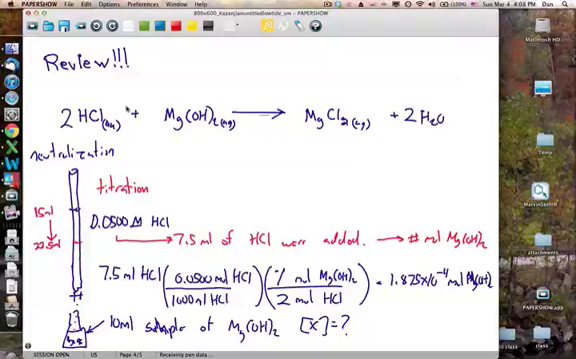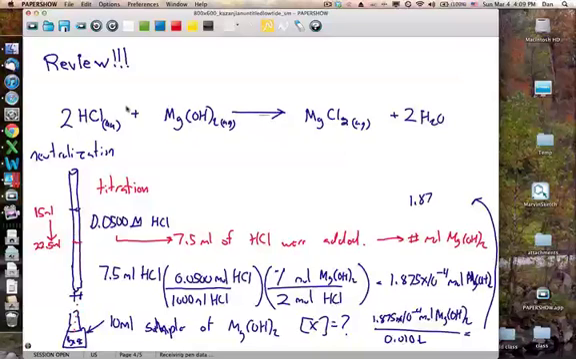Now, if we were asking what the molarity is, we would know that that would be 1.875 times 10 to the minus 4th moles magnesium hydroxide in 10 milliliters, or 0.010 liters. That would give us a molarity of 1.875 times 10 to the minus 2 molar.